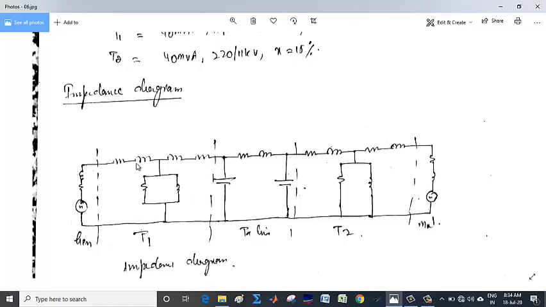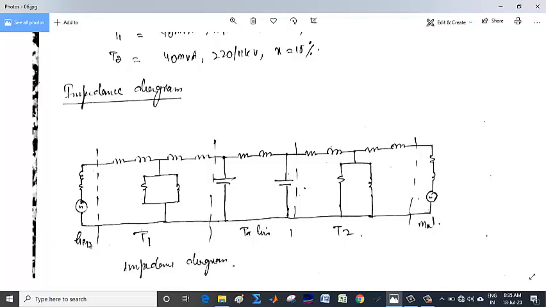As we have discussed earlier, this is the pi model of the transmission line. These are the series parameters, these are the shunt parameters, this is the equivalent circuit of the transformer T2, and this is the equivalent circuit of the motor. The current direction is this, which means this will be the generator, and here the current direction means this will be the motor.